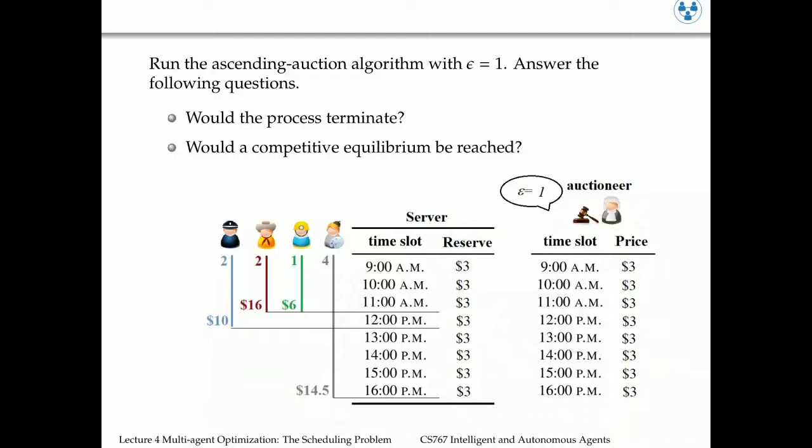So here we have this exercise. I would invite you to try running the ascending auction algorithm with epsilon equals 1, and then see, first of all, would the process terminate? I've just told you that this process will terminate because the price will always increment. And would a competitive equilibrium be reached? Well, in fact, in this case, the answer is no. Right, so that's really a bad thing. If we set the epsilon to be small, in most cases we can reach competitive equilibrium. But if we set it too high, then there are some cases where we cannot reach competitive equilibrium.